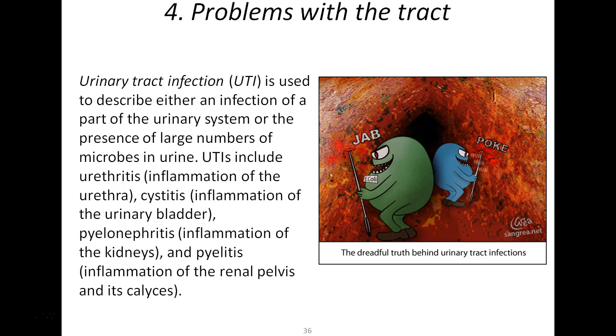And then lastly, we end with a common homeostatic imbalance in the urinary system, and that is a urinary tract infection, a UTI. We can define a UTI as describing either an infection of part of the urinary system or possibly even the presence of large numbers of microbes in the urine. So we're going to have inflammation of the urethra. We're going to have inflammation of the bladder and the kidneys. You can even get inflammation of the renal pelvis and its calyces.